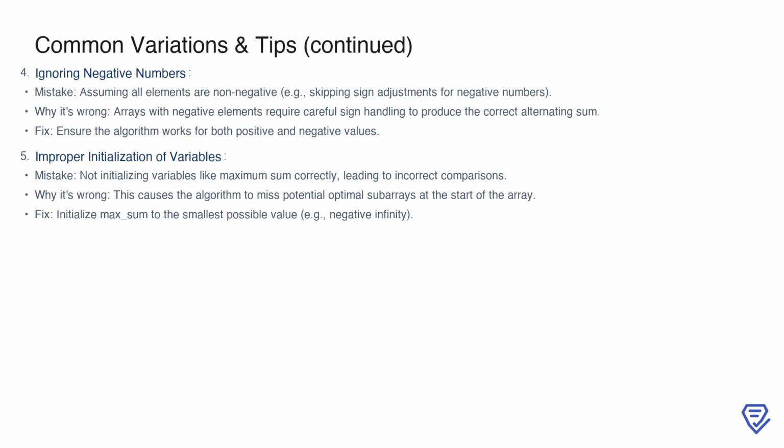If you initialize the maximum sum to 0 or some arbitrary value, you might overlook subarrays that start with smaller numbers or negative values. To avoid this, always initialize your max_sum variable to the smallest possible value, such as -infinity, giving your algorithm a correct baseline for comparisons.